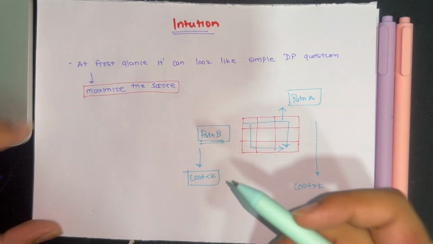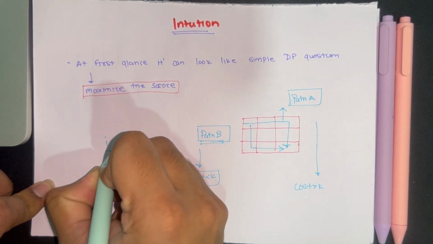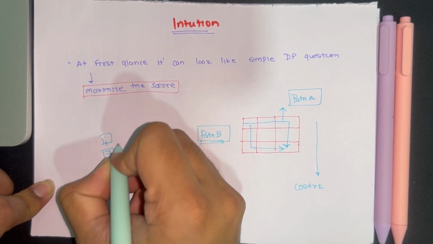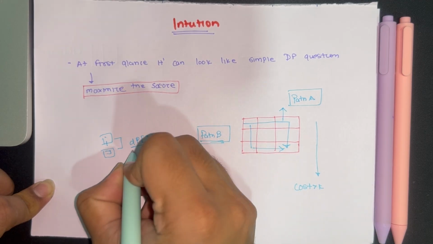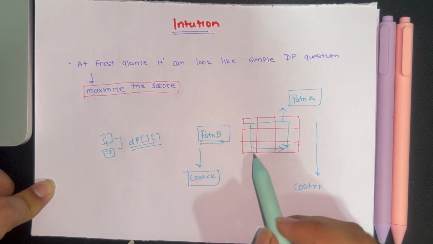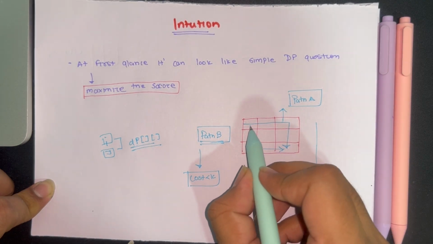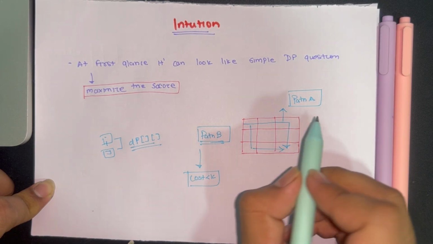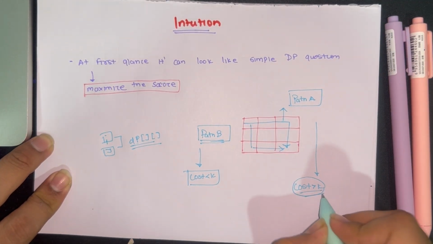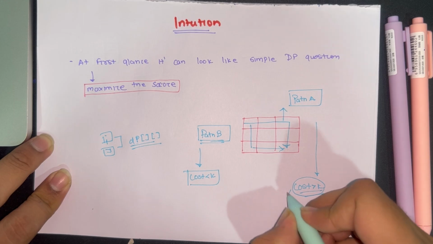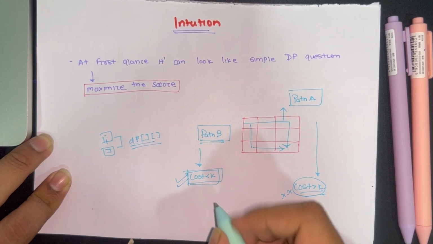At first glance, it might look like a dynamic programming problem where the changing states are i and j, and we just store this in a DP and use the normal logic to maximize the score. But consider this: if you have a path A which gives a maximum score, and a path B whose score is less than path A, but the cost of path A is greater than k, we will have to skip it. And the cost of B is less than k, so we will consider this.